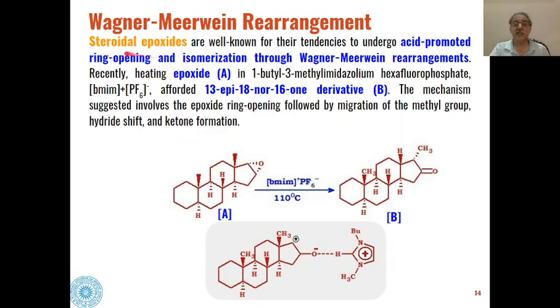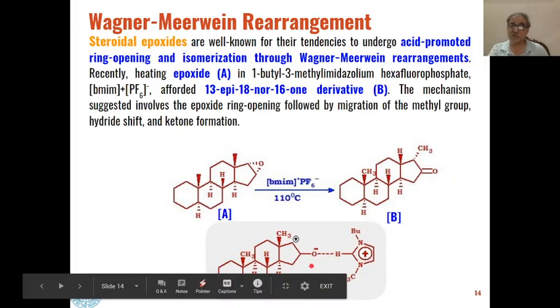Then the synthetic application of this rearrangement has been studied in steroidal epoxides also, and these steroidal epoxides also have a tendency to undergo ring opening and isomerization through Wagner Meerwein rearrangement. So if we have this type of epoxide, in the presence of this ionic liquid at 110 degrees centigrade, this is converted into this type of alpha methyl ketones.